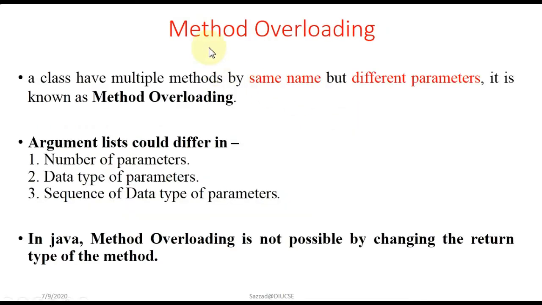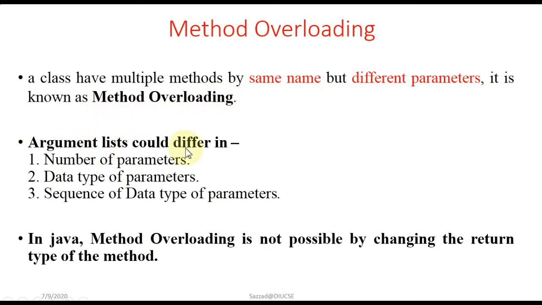We already know what method overloading is, but before we discuss static polymorphism, let us discuss overloading once again. A class that has multiple methods with the same name but different parameters is known as method overloading.